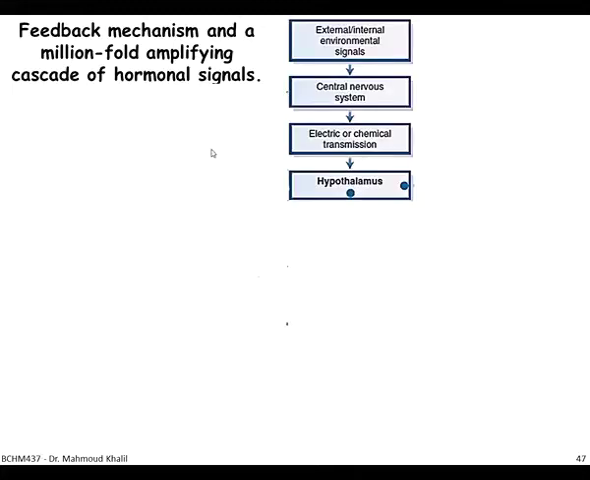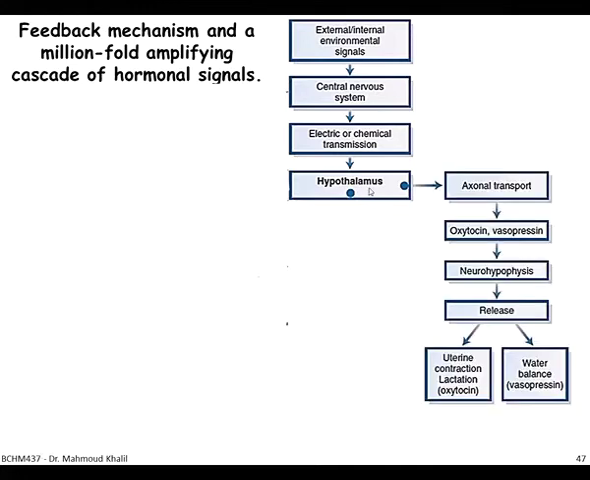Again, as a feedback mechanism, you can see how the cascade of activation of the hormone occurs. Initially, you have an environmental signal, either external or internal. You can see this will trigger the central nervous system, which will give an electrical or chemical transmission that activates the hypothalamus. Once the hypothalamus is activated, it has 2 different routes.